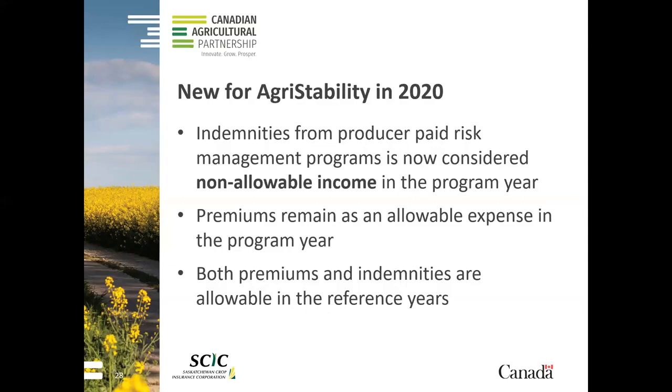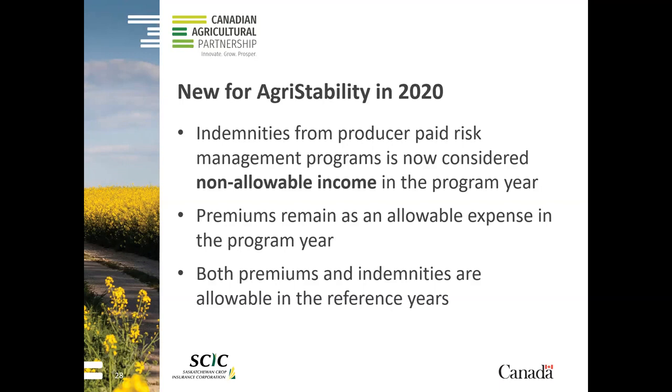So new for AgriStability for 2020. For the 2020 AgriStability program, producers who purchase additional risk management coverage for their farm will not have those benefits subtracted from their AgriStability calculation. So I mentioned this already, so any private hail insurance that you purchase or GARS, Global Ag Risk Solutions, those indemnities will not be used.